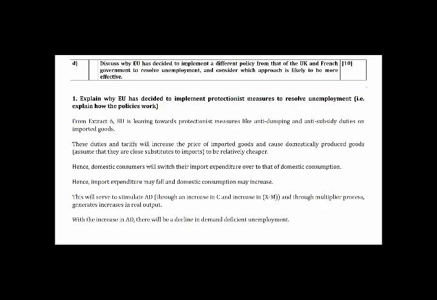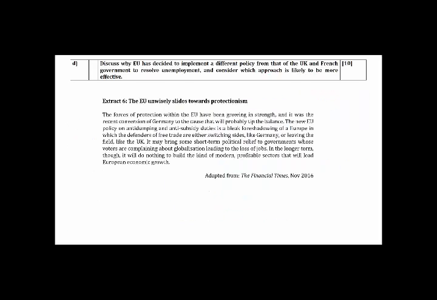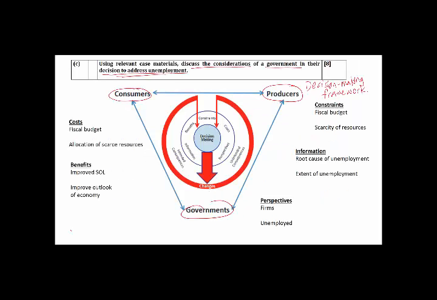When we talk about this question, we need you to refer to your decision making framework. So what are the considerations? If you recall how your decision making framework works, it depends on which role you are, the economic agent: are you consumer, producer, or government? In this case, we are government, so our objective is to address unemployment.